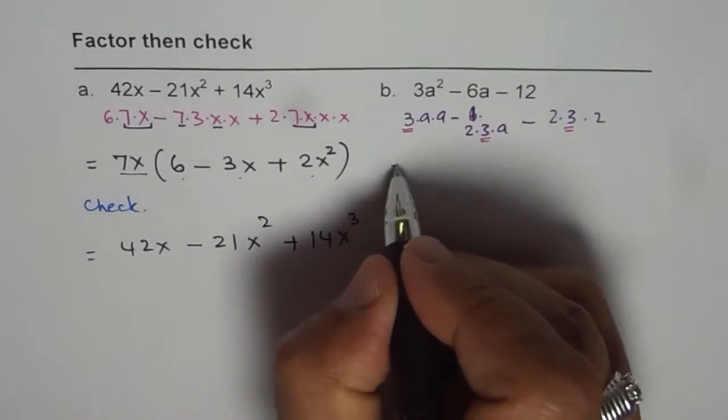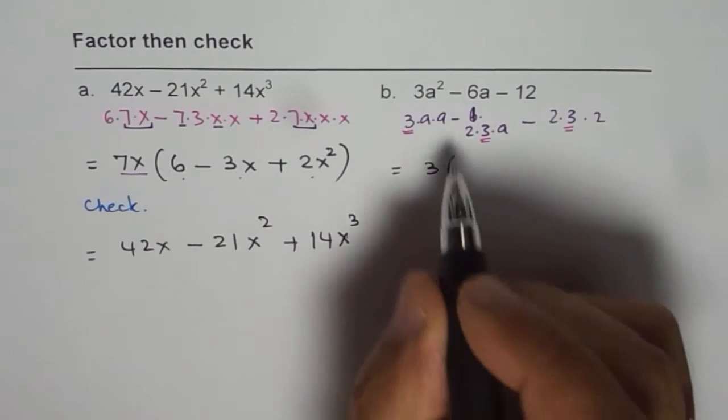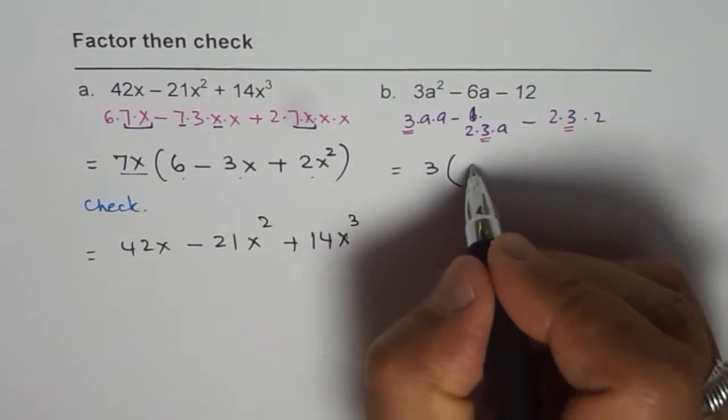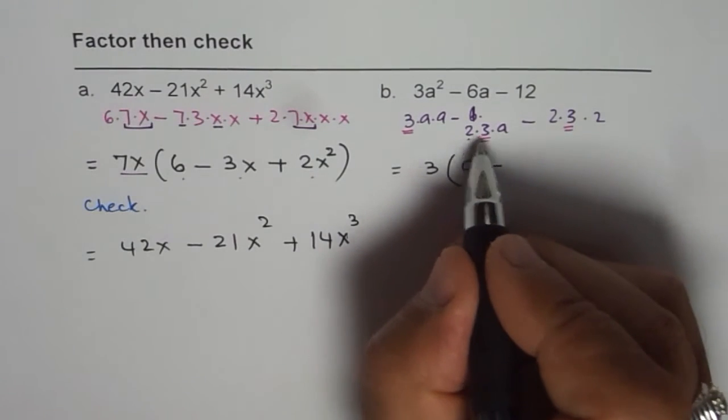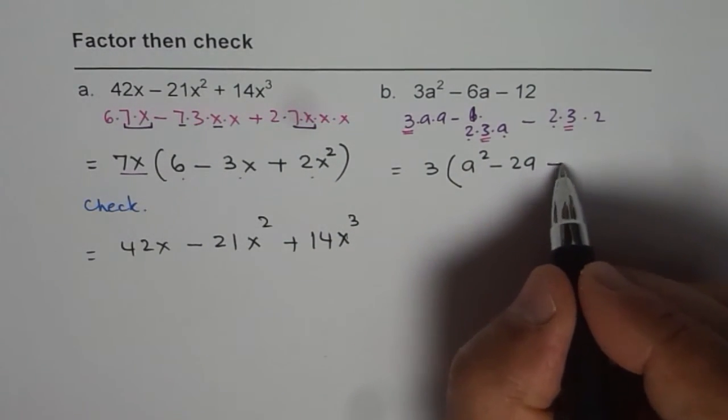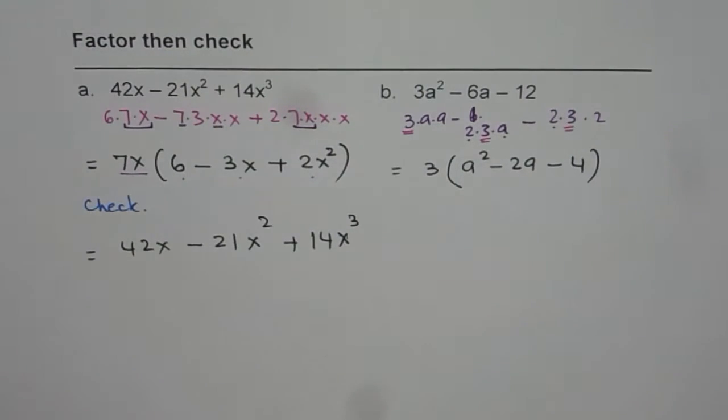So I could write this as 3 common factor from all the three terms, and we are left with a squared minus 2a, right? And minus 4. So that becomes the factored form of the given trinomial.